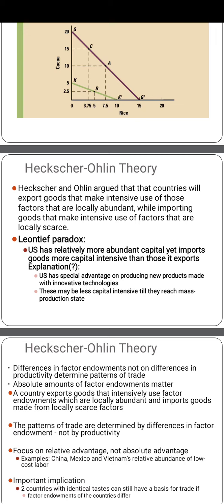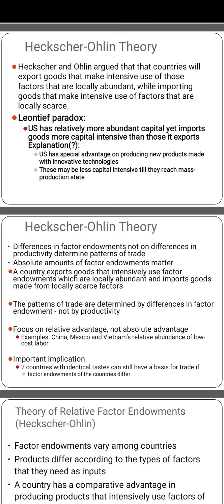These may be less capital intensive till they reach the mass production stage. Differences in factor endowment, not differences in productivity, determine the pattern of trade. The absolute amount of factor endowment matters. A country exports goods that intensively use factor endowments which are locally abundant, and imports goods made from locally scarce resources. The pattern of trade is determined by differences in factor endowment, not by productivity.